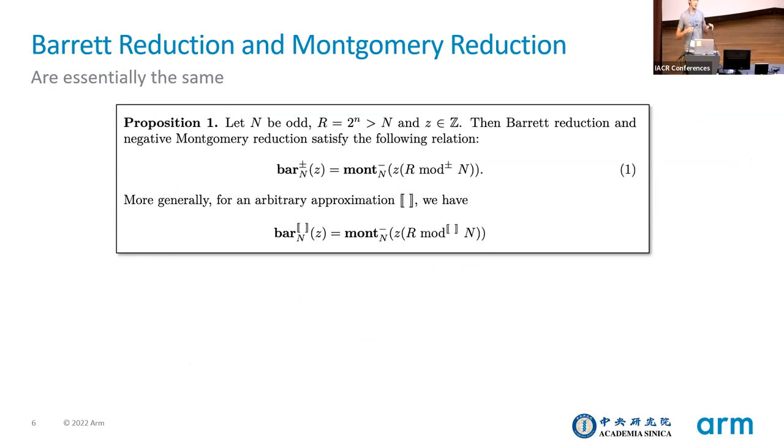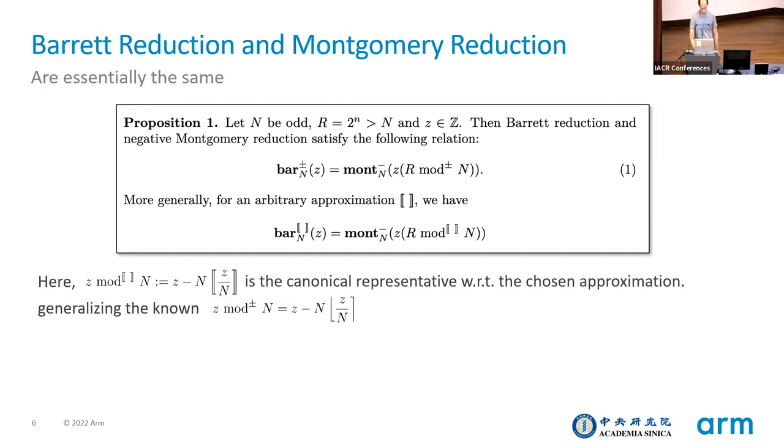And now let's quickly reflect on why we cannot expect something like Barrett is the same as Montgomery. The Barrett reduction reduces the input, it produces a new representative of the input. The Montgomery reduction has an inherent division by this R. So the output of the Montgomery reduction is a representative of Z over R. So any relation has to introduce this factor R somehow. And in this sense, it's as simple as you can hope for. You have to be careful with the sign a little bit, but at the end of the day, it's really a very simple relation.